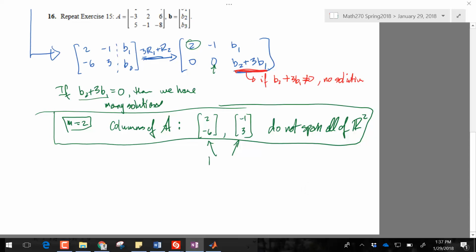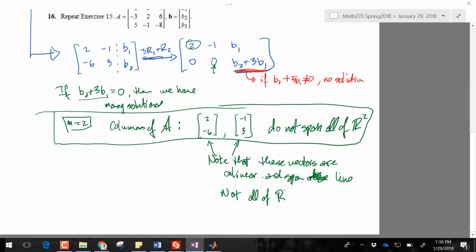So note that these vectors are collinear and span a line, and not all of R2.